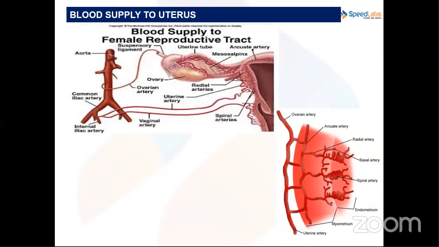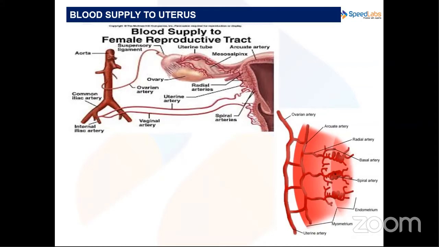So it further branches to form the arcuate artery. Arcuate artery, all this is taking place in the myometrium. So they are supplying the myometrium, and the arcuate artery branches to form the radial arterioles. And just before entering the endometrium, they become spirally coiled. So they are called spiral arteries.